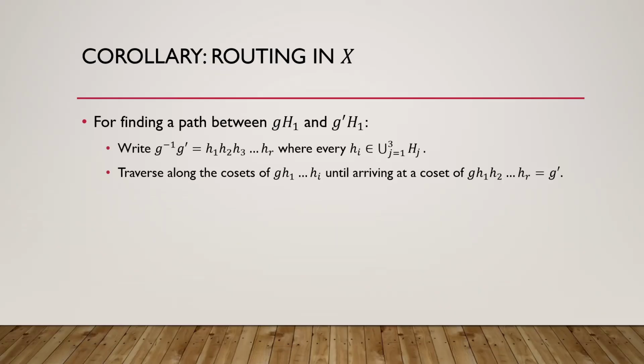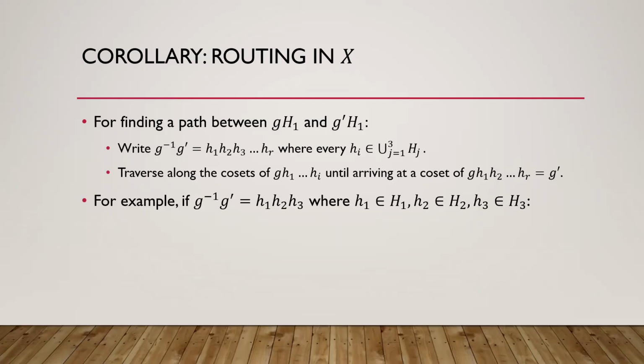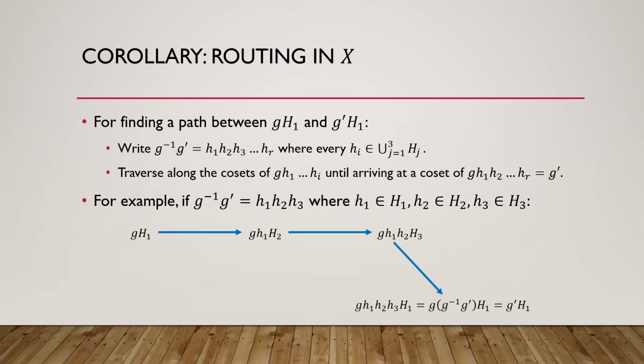And then we traverse from the coset of G to the coset of GH1 to the coset of GH1H2, up until we get to a coset of G times this product, which is going to be G'. So if you haven't followed me in this last sentence, it was maybe a mouthful. If, for example, G inverse G' is equal to h1, h2, h3, where every little h is in the corresponding capital H, then we just go from GH1 to G times little h1, which is a coset of H2. And then we use the fact that little h2 is inside this coset to go to GH1H2 times the coset H3. And then we do this again to arrive at G'H1.